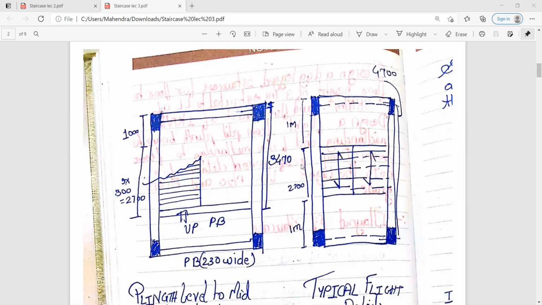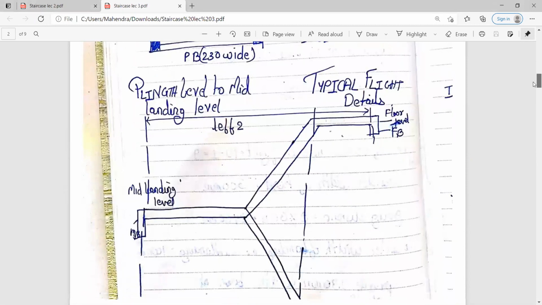यहाँ से लेके यहाँ तक का total distance is 4700. That is 2700 plus 1000 plus 1000. Yes, 2700 plus 1000 plus 1000, that is your 4700. That is the total distance from here to here.